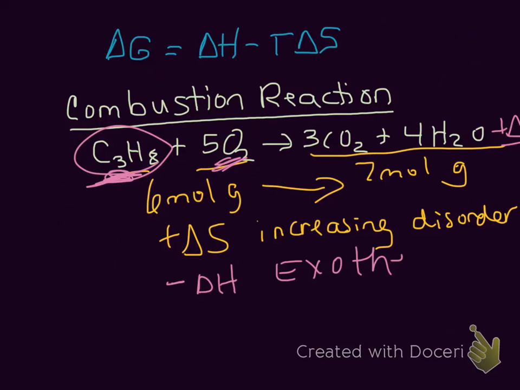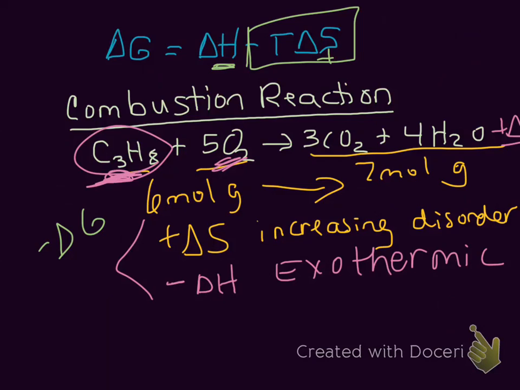So when you have both a positive delta S and a negative delta H, oops, I forgot writing that. This is going to be a reaction that will always have a negative delta G, because if we have a negative delta H and a positive delta S, remember, because it's minus the temperature times delta S, that is negative, and this is negative. So when you add the two of them together, you always get a negative delta G. So this is going to be a negative delta G at all temperatures.